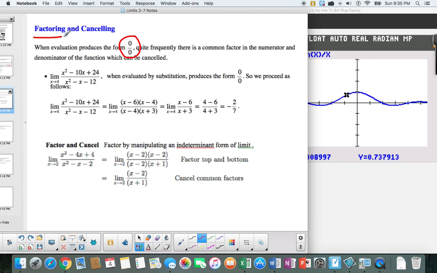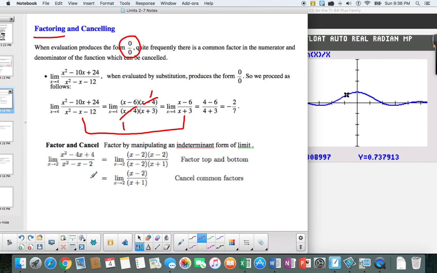And factoring is something that you ought to try. So in this case, we factor. We found there's common factors. This creates the hole in the graph. If we reduce, we get an expression that has the same limit as the original, and we can substitute.